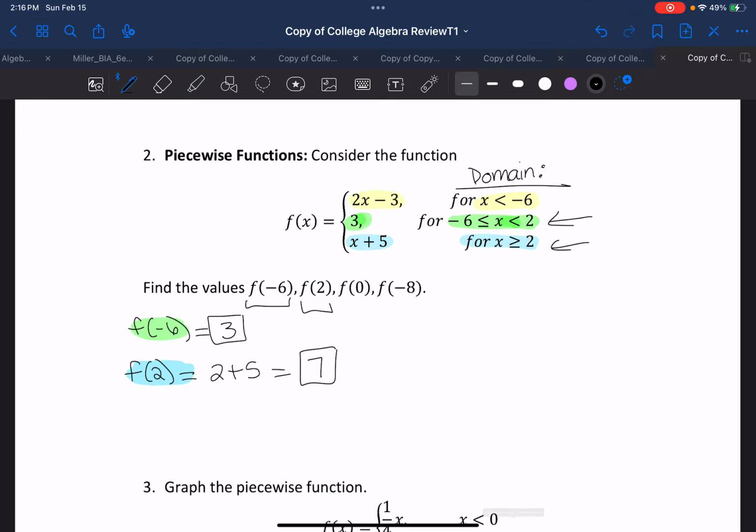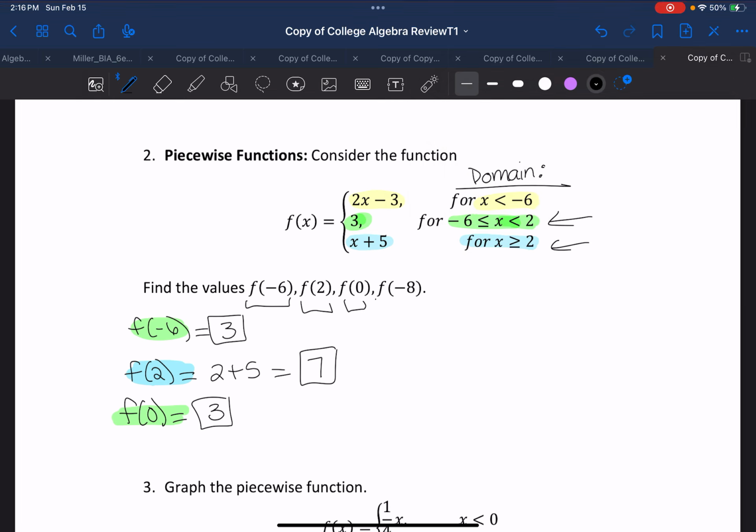The next one is asking us to find f of 0. And 0 would fit into the second piece, the second domain, because 0 is less than 2 and greater than or equal to negative 6. So it's in between negative 6 and 2. And again, that one's just equal to 3.